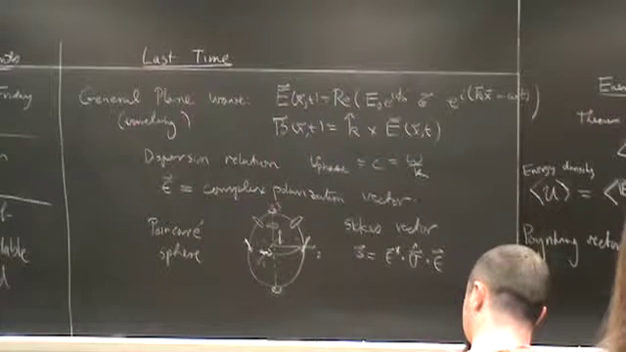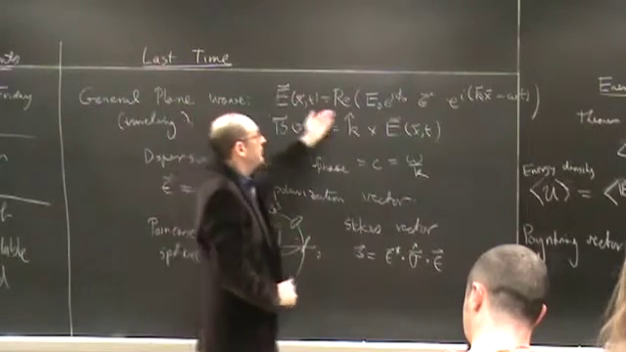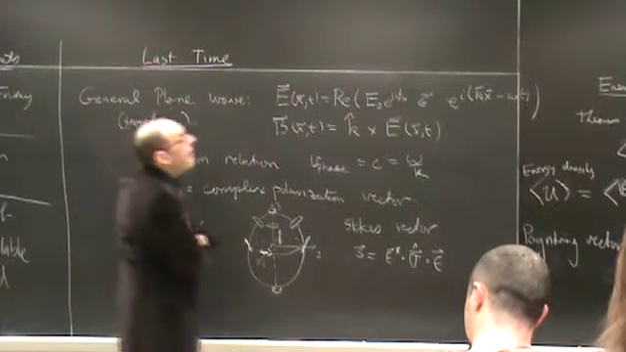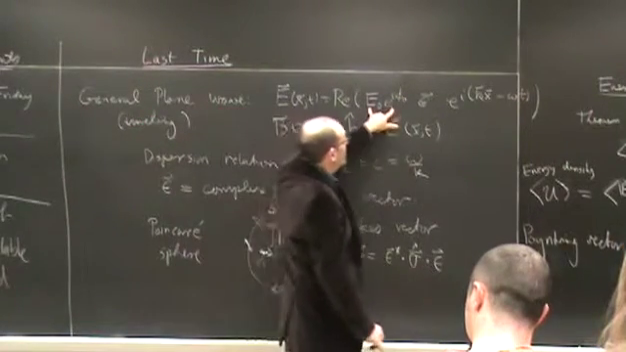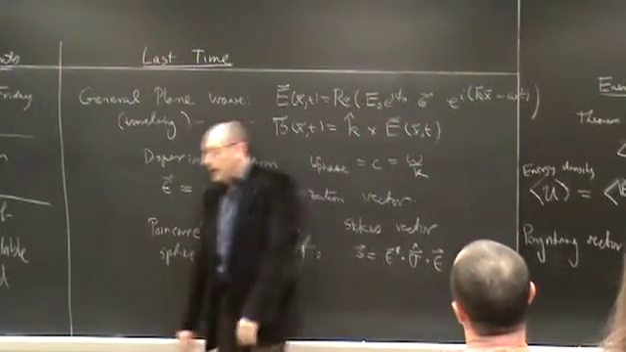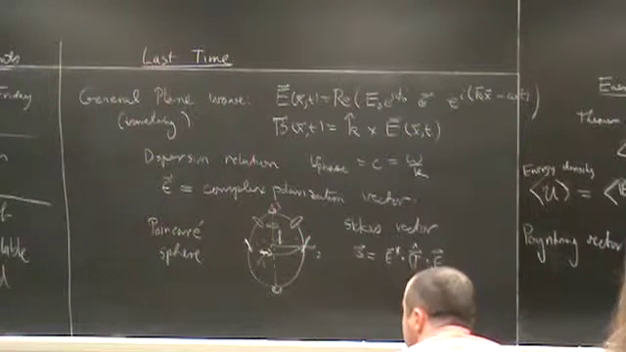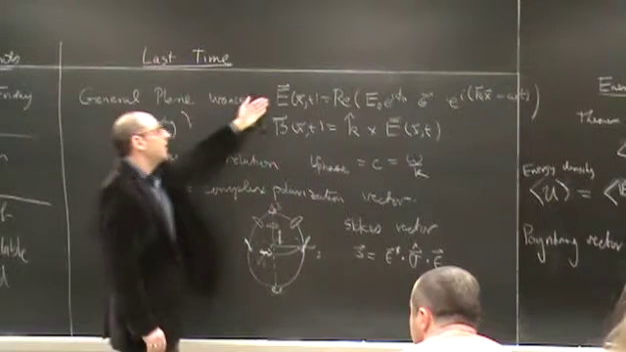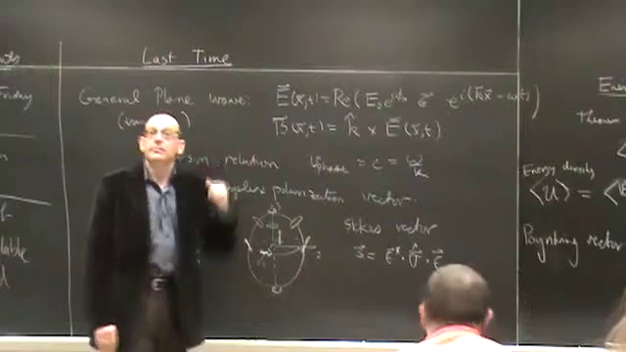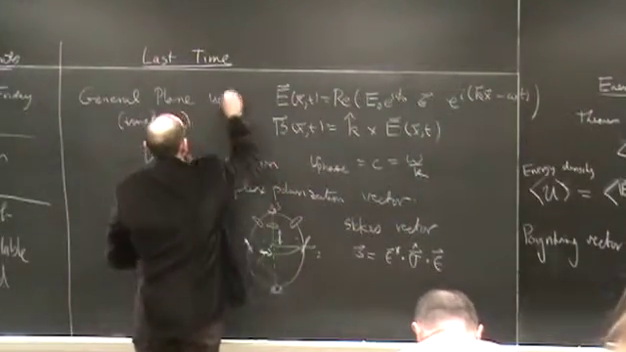A traveling plane wave that we can write down can be expressed in this form: the real part of a complex vector, which has a complex amplitude, a complex polarization, and the complex phase factor associated with the propagating plane wave. So that's the electric field. The magnetic field is determined from the electric field according to Maxwell's equations in free space. So this is a general plane wave in vacuum.